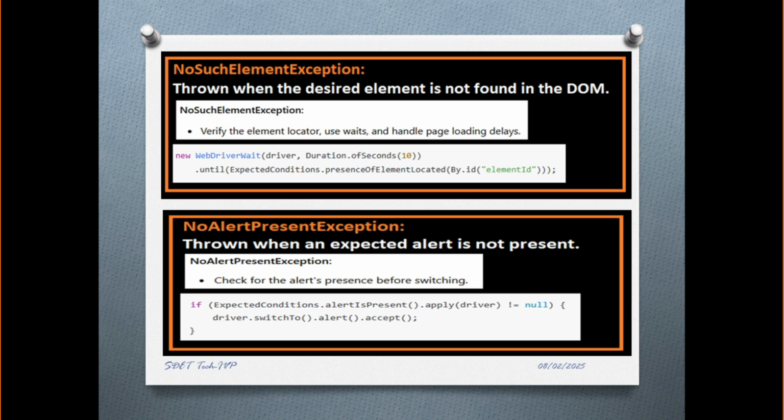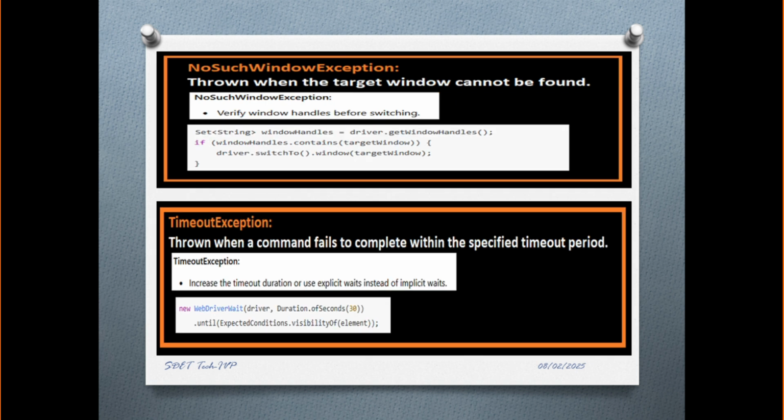Okay, next exception, NoAlertPresentException. In that case, once your alert is not present, you get this exception. So you have to use expected condition with the method alertIsPresent, and also the method .apply. And if your alert is present, then you have to directly use the command driver.switchTo().alert() and accept, or you have to provide a dismiss. Okay, so both ways you can handle the alert.